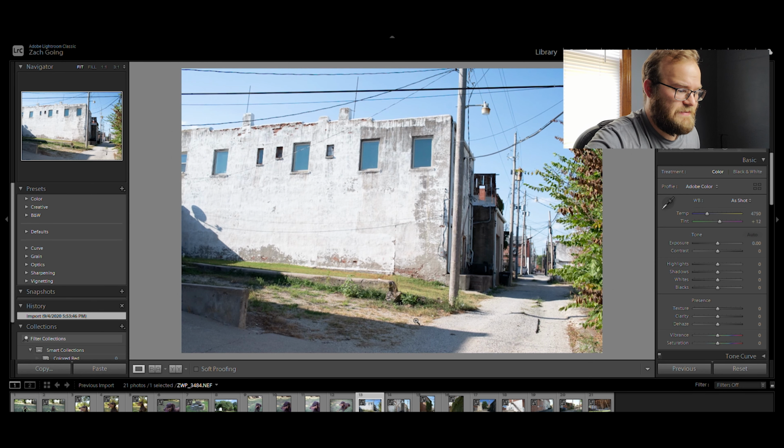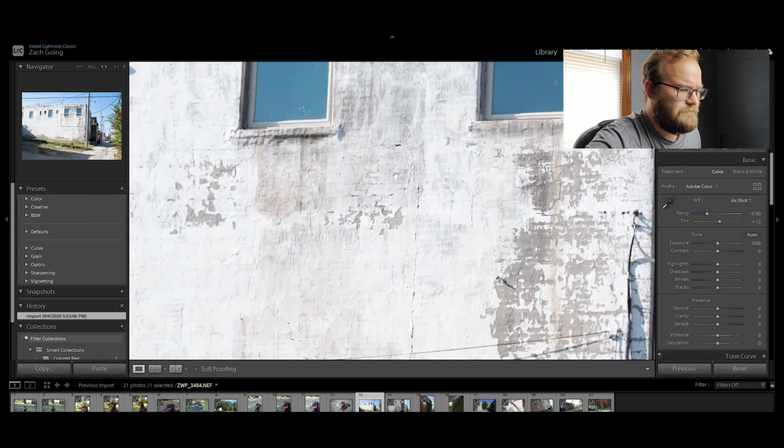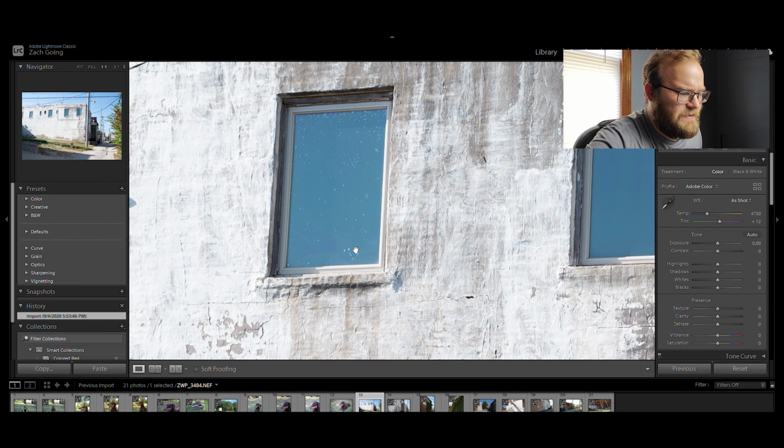Let's look at the downtown stuff. I was literally sprinting whenever I was doing this. So let's zoom in here. Look at that. Look at all the bird shit that you can see.